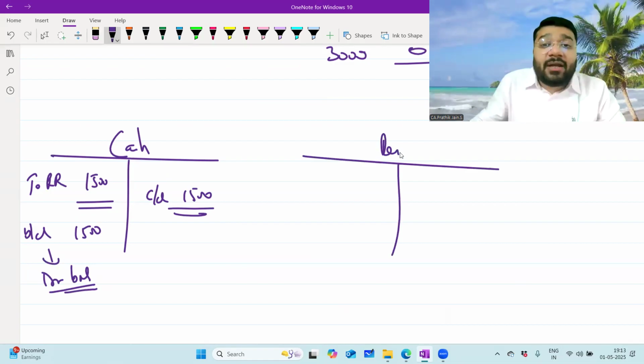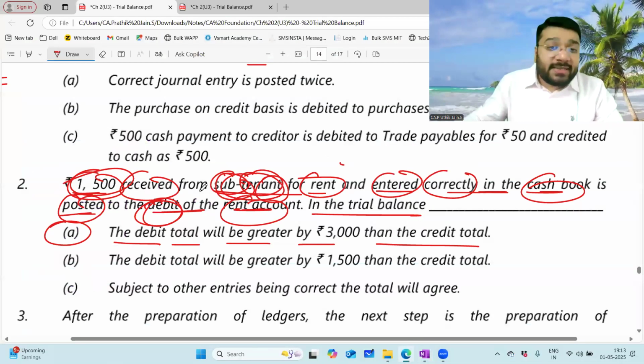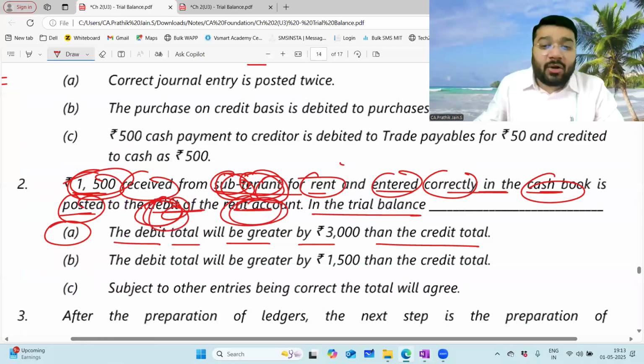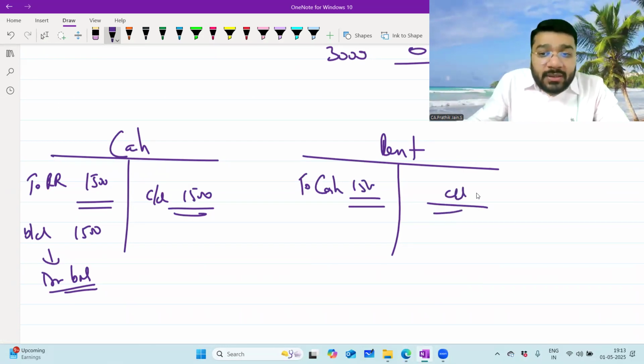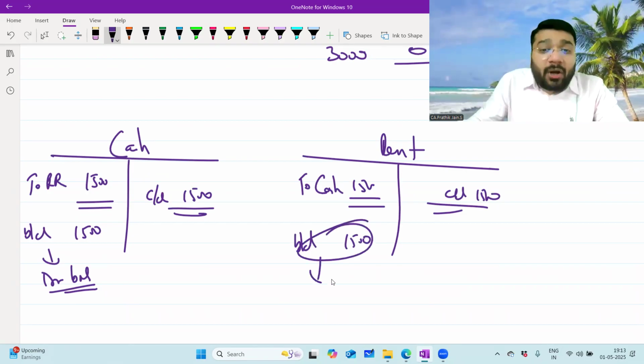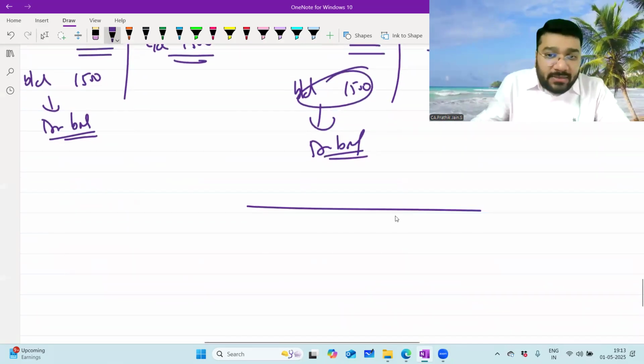In the rent account, where are you supposed to record? By cash. But instead of recording by cash on the credit side, you are recording on the debit side of the rent account. So to cash 1,500. Carried down 1,500. Brought down 1,500. Now this brought down is coming on which side? Debit side. So what balance is it? Debit balance.